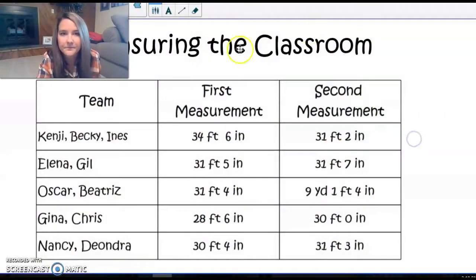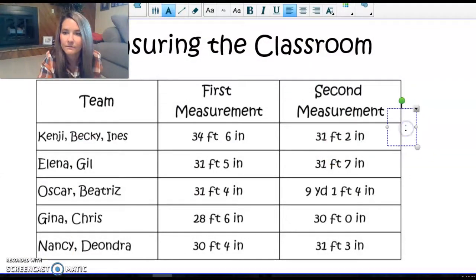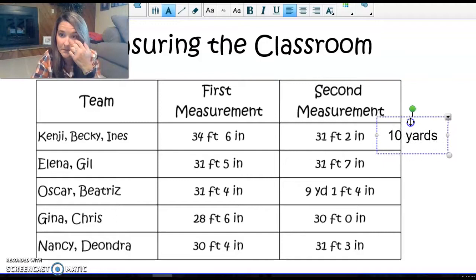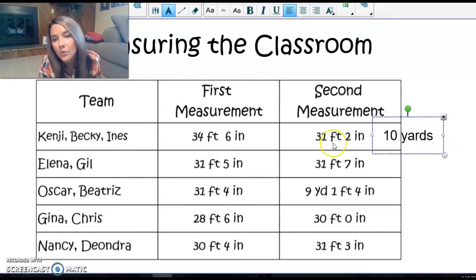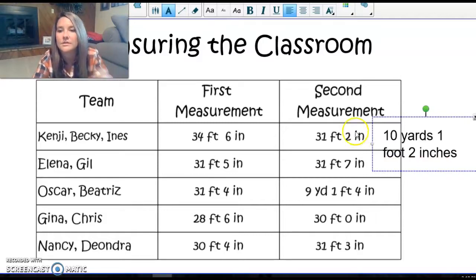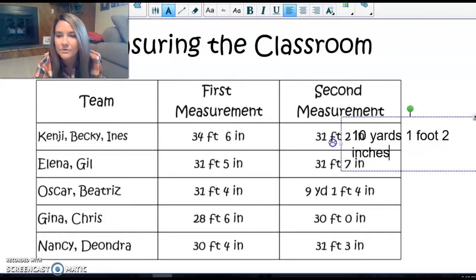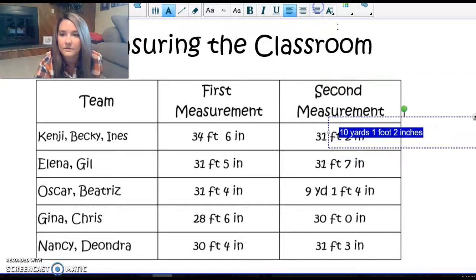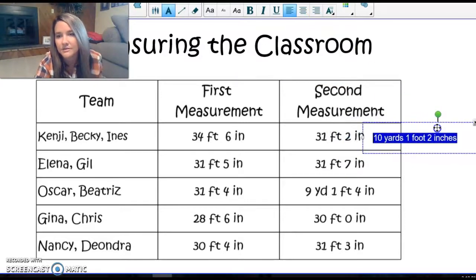So I'm going to go back to my measurement here. We know there's 10 yards and that's 30 feet. So I still have 1 foot left over and 2 inches. 1 foot and 2 inches. So that's another way that you could write 31 feet and 2 inches. I'll put that beside there just so we can see it.